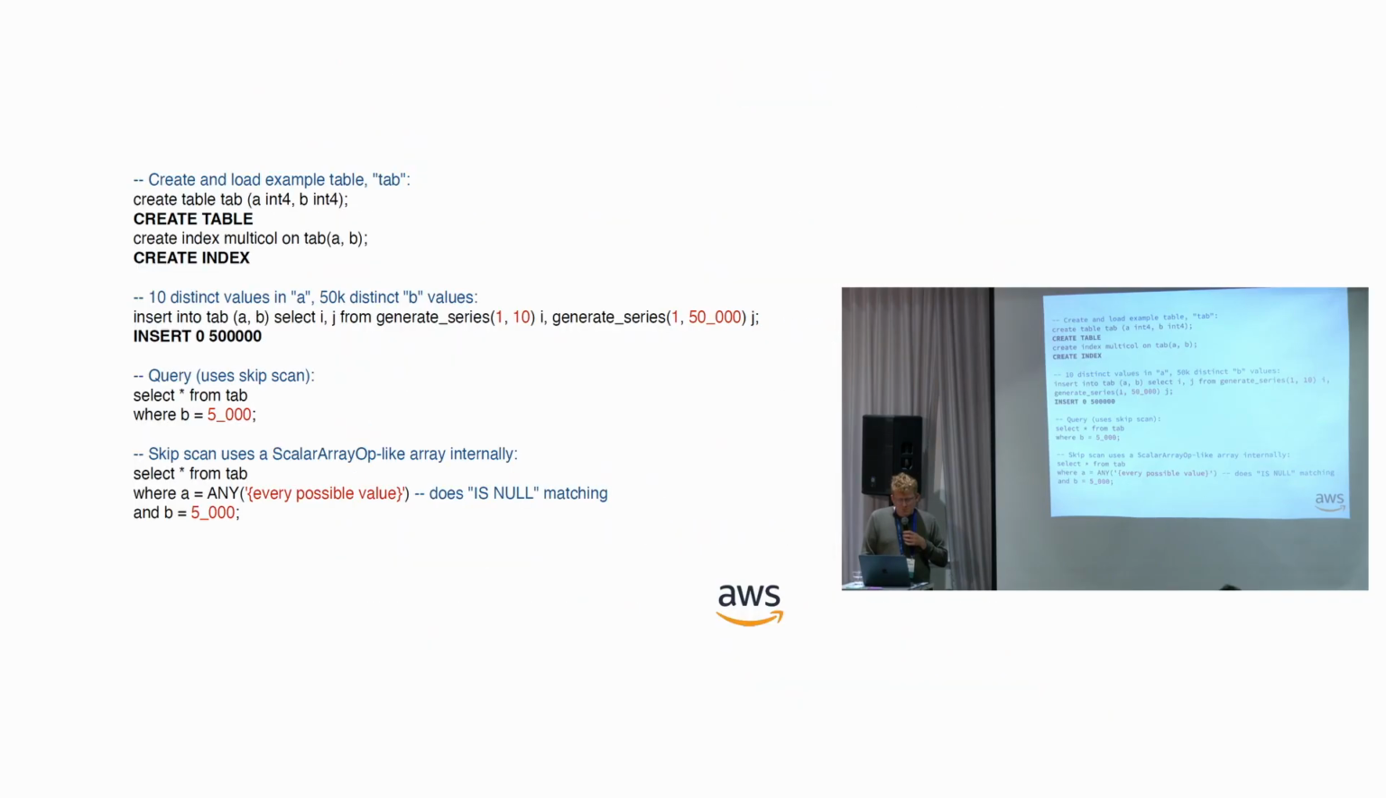So here's an actual simple worked example. You could run this yourself. I'm creating a table. I'm populating the table with 10 distinct values in the leading column A. The column B has many distinct values. And a query like this, select star from table where B equals 5,000, is able to use skip scan internally.